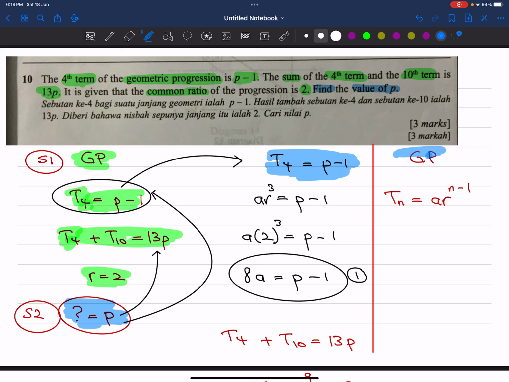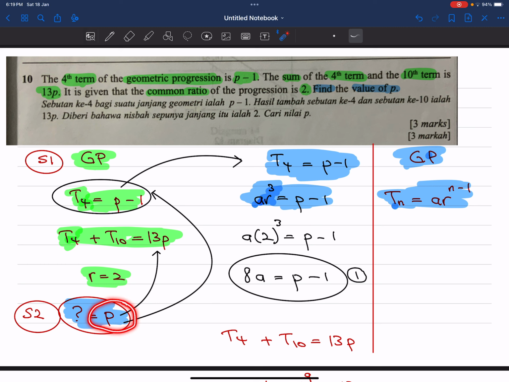And in GP, Tn is ar to the power n minus 1. So T4 is ar to the power 3 equals P minus 1. I would like to remind you, always start from what they ask. They are asking P, so I go to T4 equals P minus 1. For GP, I must use the formula Tn equals ar^(n minus 1). Therefore, T4 is ar^(4 minus 1), which is 3.